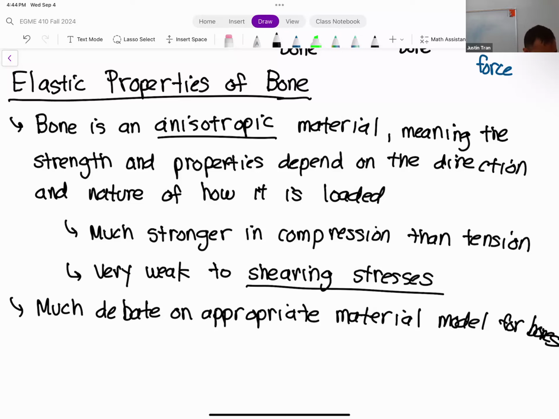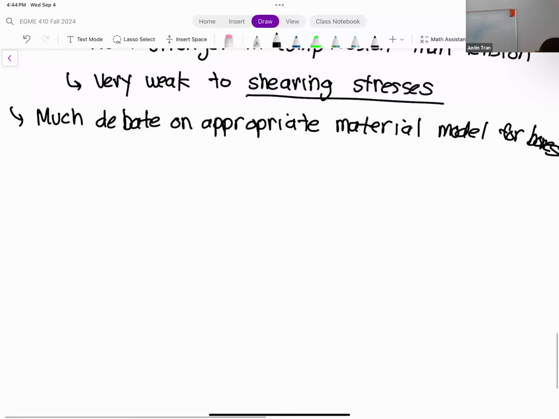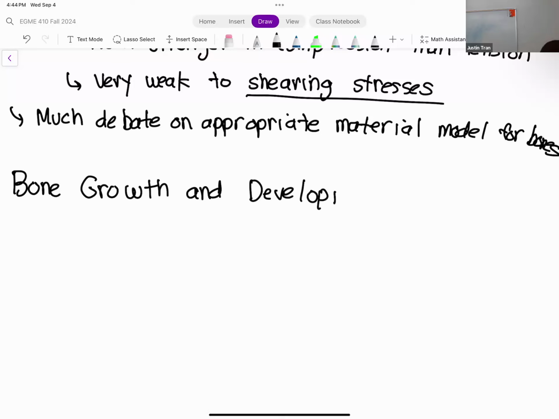So let's talk about growth and development of bones. Just like any other tissue in the body, bones will grow and develop along with the person. In fact, having your bones grow is probably the most noticeable kind of growth a person can undergo, right? If you think back to when you were little, at some point you probably hit a growth spurt, and then everyone's like, wow, you're so tall.